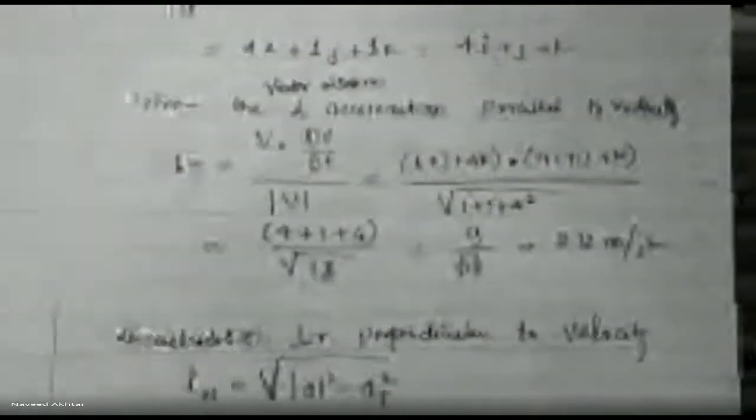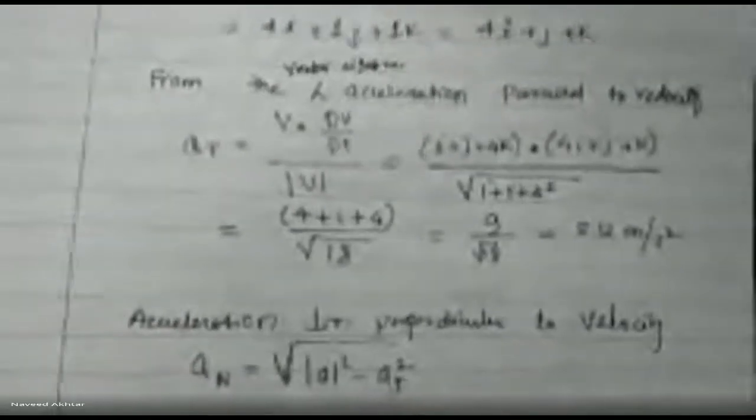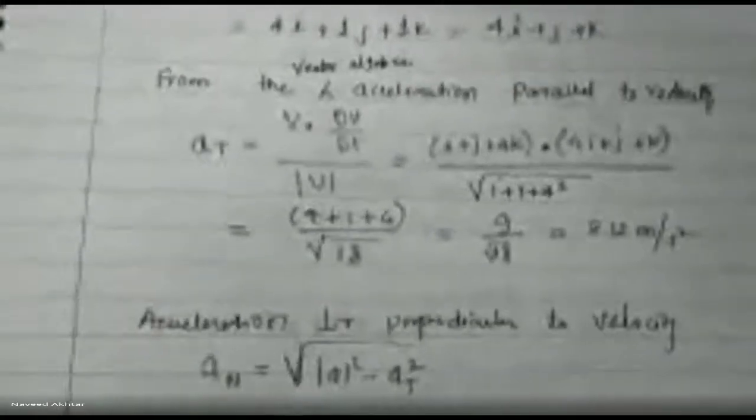Now from vector algebra, the perpendicular and the parallel components of the acceleration can be written. If you write down the acceleration parallel to the velocity, at is equal to v dot dou v by dou t divided by the determinant of v, that is, the magnitude of v.